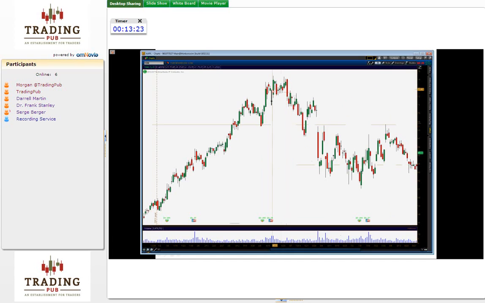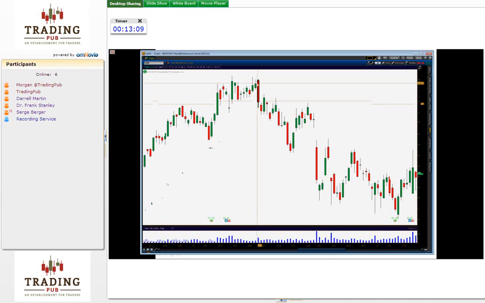Next chart, examples. I'm going to look at Yum Brands because it gives us an example on both the long and the short side. Let me just find them quickly so I remember. Okay, let's look at Yum Brands.